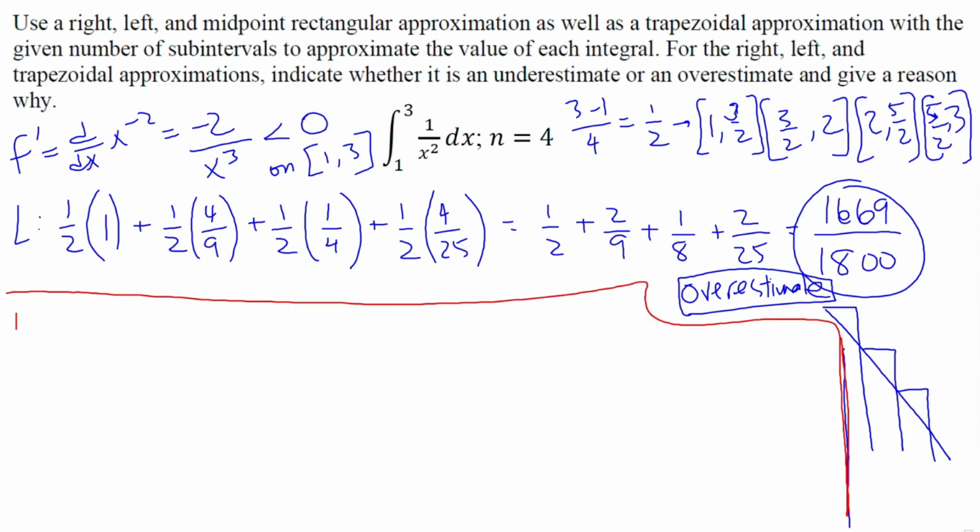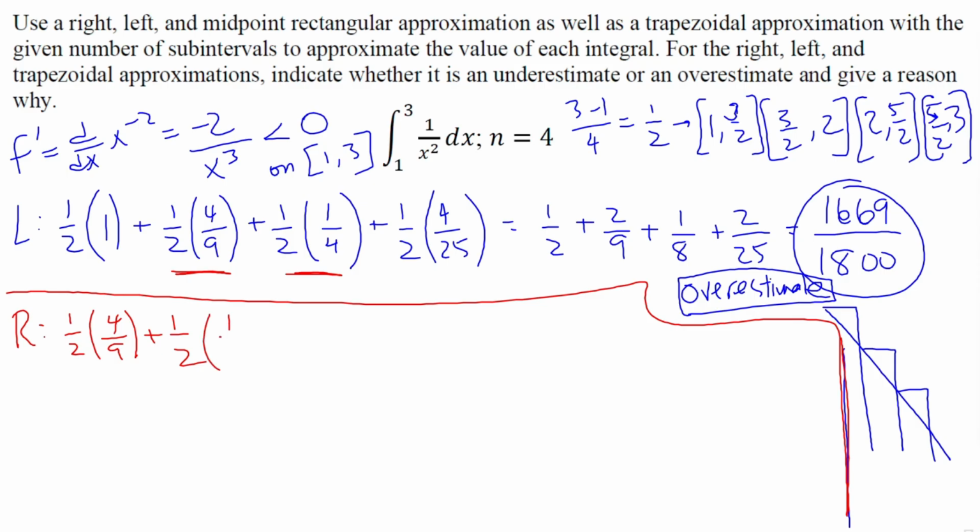And for our right approximation, we're just going to do the exact same thing, except we're going to do it with each of the right endpoints. And these all have a width of 1/2 again. So it's going to be 1/2 of the first right endpoint, which was at 3/2. That's this value right here. So 1/2 of 4/9 plus 1/2 of 1/4.